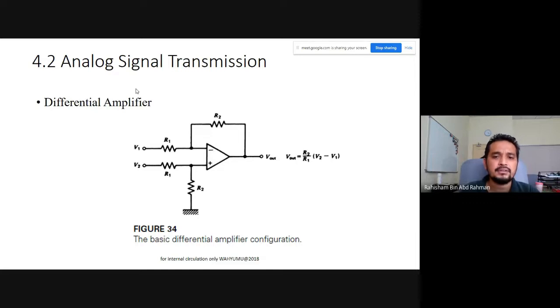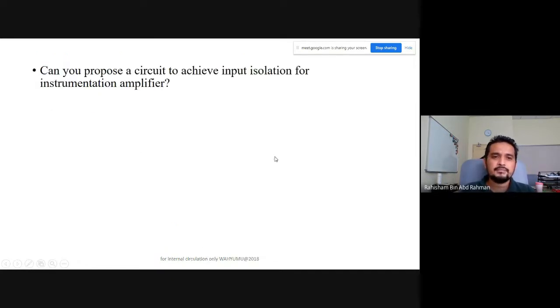Okay, differential amplifier. This is the circuit. Okay, this is the circuit we can just use V1, V2, and we have the output. And this is the formula of the circuit. So this is the basic differential amplifier configuration. And then we have V1 and V2, and we have one V out. So it depends on the application.